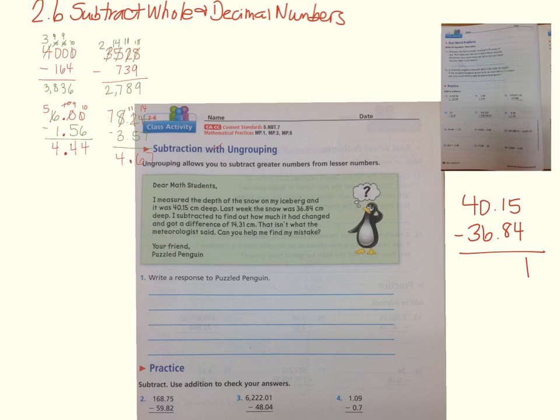I can't regroup any of my tens, so my ones, so I'm going to go to my tens. So now I have 3 tenths, 3 ones, 3 and 31 hundredths.